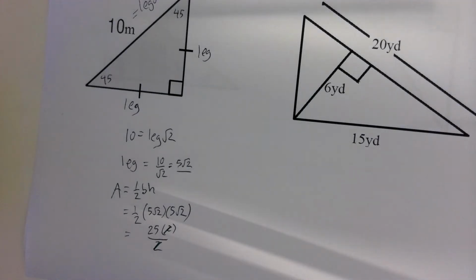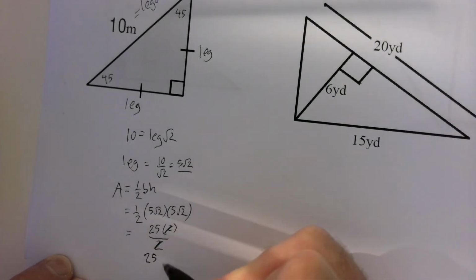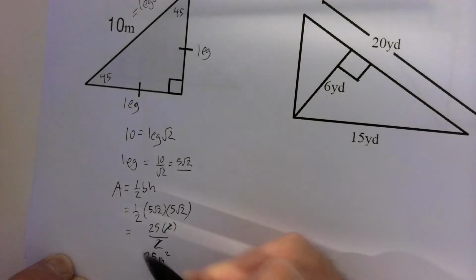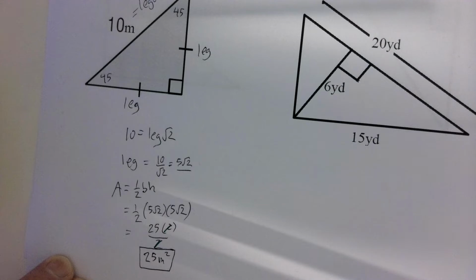When we're looking at area, we're not counting how long something is. We're looking at how many squares we can fit in that two-dimensional figure. So this tells us we can fit in exactly 25 squares that are 1 meter by 1 meter. So that'd be the area of that triangle.